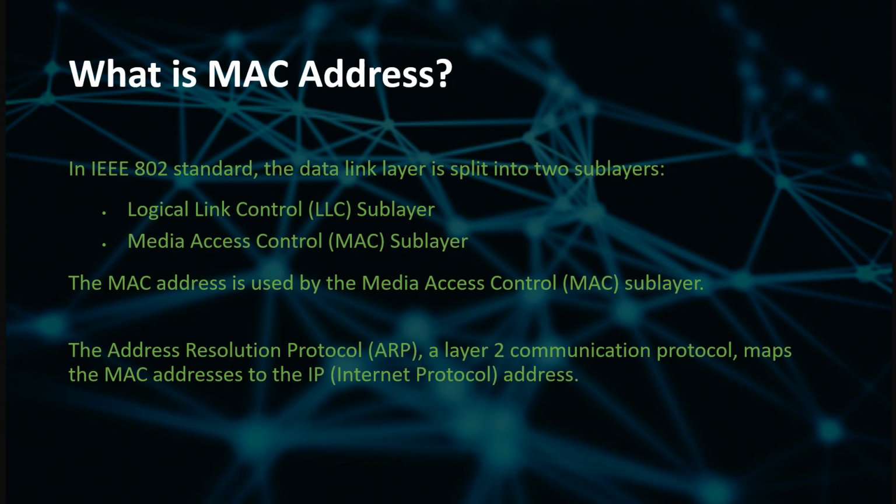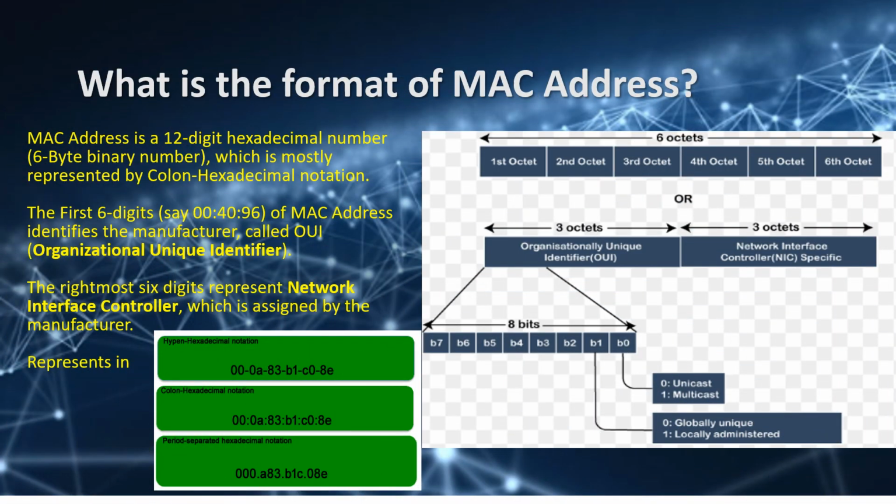And let's see what is the format of a MAC address. As we said, it's a 48-bit address. Here we can see 6 octets. Each octet has 8 bits, so 6 times 8 is 48 bits. We can also call it a 12-digit hexadecimal number or a 6-byte binary number, or a 48-bit address.